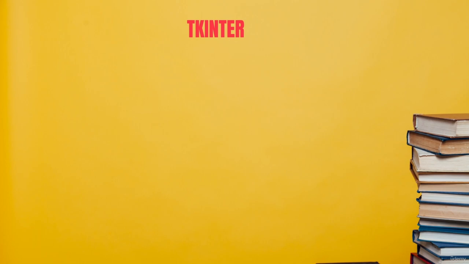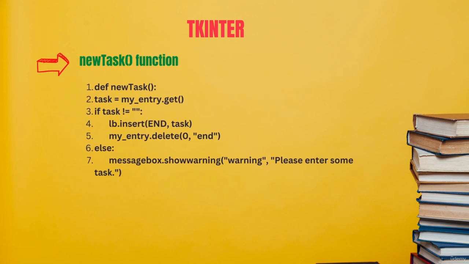Let's see these functions. For the new task function, we have stored the value of the entry box in the task variable. The get method is used to pull the value provided by the user in the entry box. An if else condition is applied to avoid blank entry in the list box. If the task does not have any blank space, then only it will allow it to store the information in the list box. Otherwise, it will display a warning message informing the user that the entry box can't be empty.